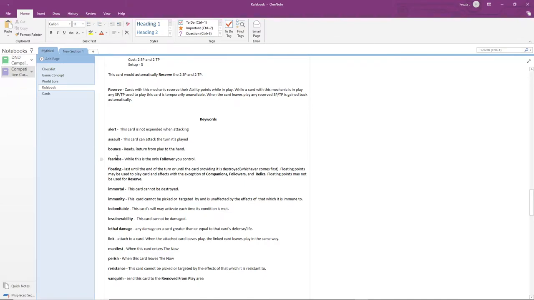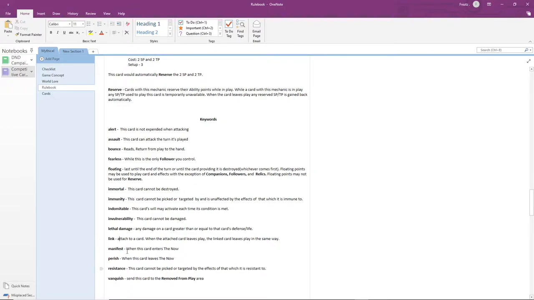Now, Bounce and Fearless were already in the game, and Fearless was a keyword that I came up with for Warriors, as the whole idea of Warriors is they get some amount of benefits when they are the only follower you have under your control. Now if we move down to the next one that wasn't here, floating was already a keyword, and next is immortal.